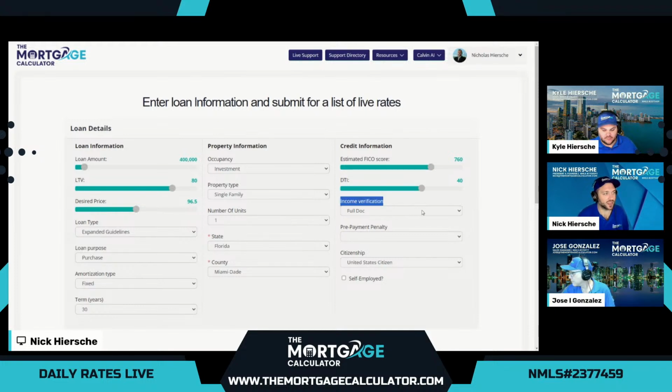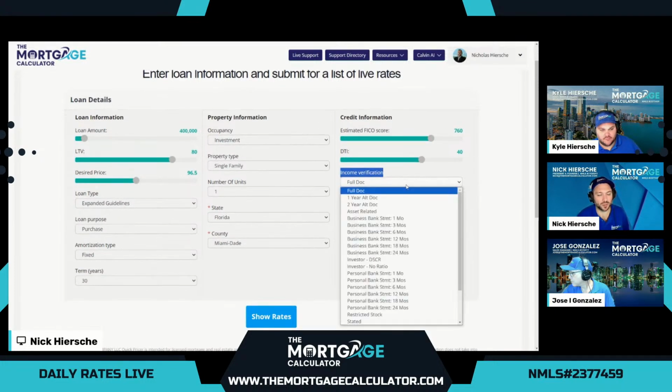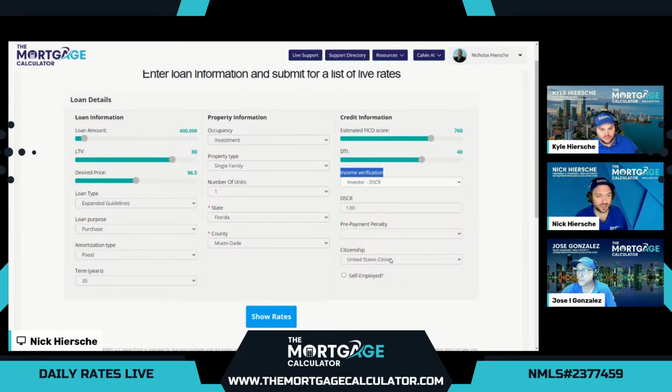First is our income type. The most popular income option for investment properties and our most popular loan is our DSCR loan. That stands for debt service coverage ratio. And that's because it doesn't require any income or employment from our borrower or documentation on that. Simply use the estimated rental income to determine the DSCR value.